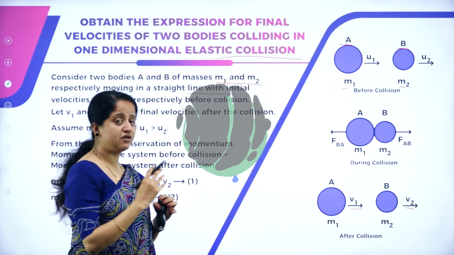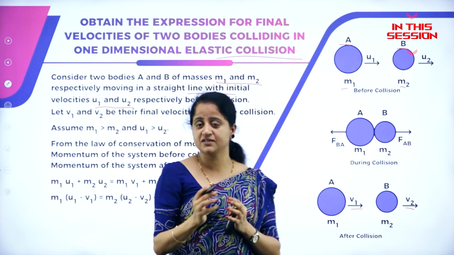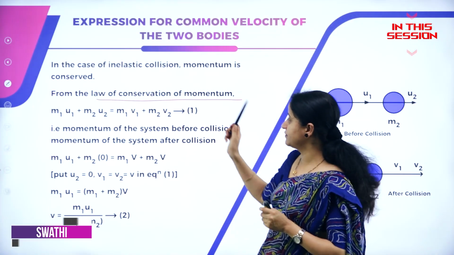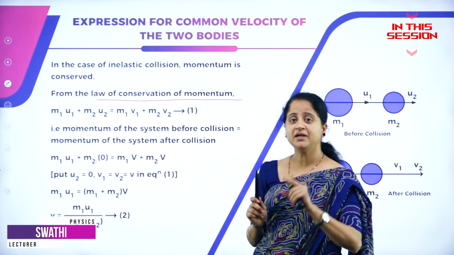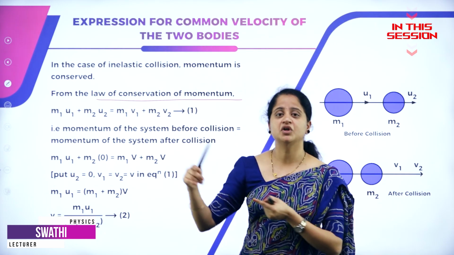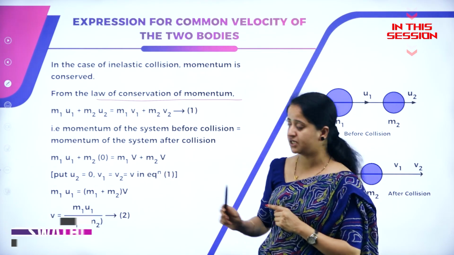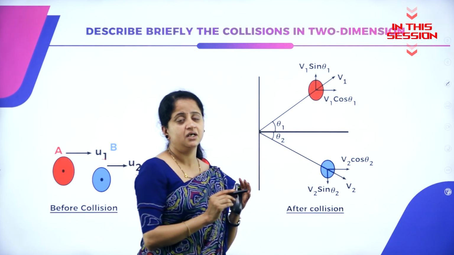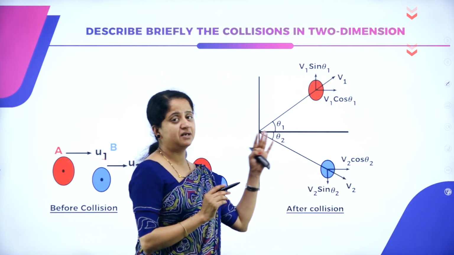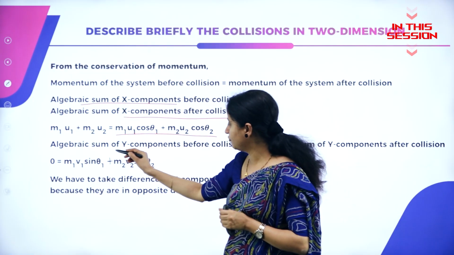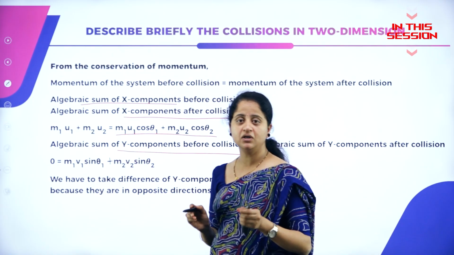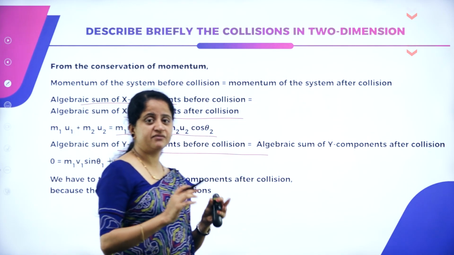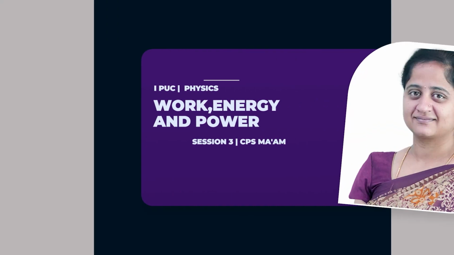After collision, their velocities will change to final velocities and let it be v1 and v2 respectively. From the law of conservation of momentum, we can say momentum of bodies before collision is equal to momentum of two bodies after collision. After collision, the body may undergo the deviation. It may be along x-axis or may be along y-axis. The algebraic sum of y components before collision is equal to algebraic sum of y components after collision is our next criteria.